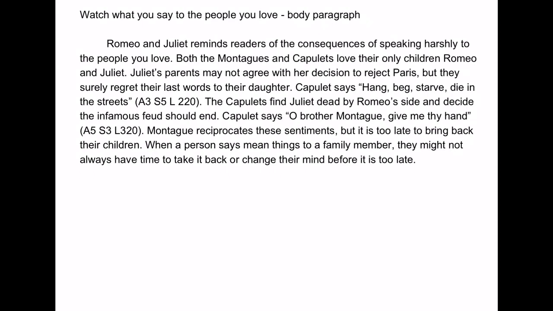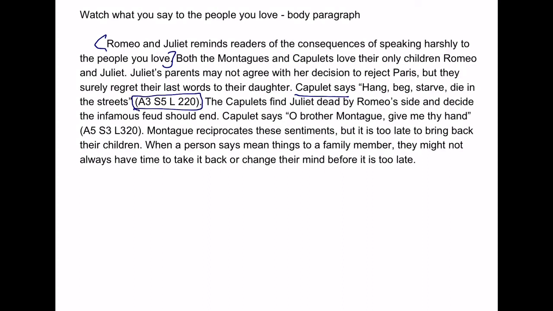Here is one example of a body paragraph about Romeo and Juliet. So our topic sentence reads, Romeo and Juliet reminds readers of the consequences of speaking harshly to the people you love. So my lesson learned there would be careful how you speak to the people you love. I explained it in my own words by saying both the Montagues and Capulets love their only children, Romeo and Juliet. Juliet's parents may not agree with her decision to reject Paris, but they surely regret their last words to their daughter. To prove that they regret those words, I introduce what Capulet said, and notice I have my citation.